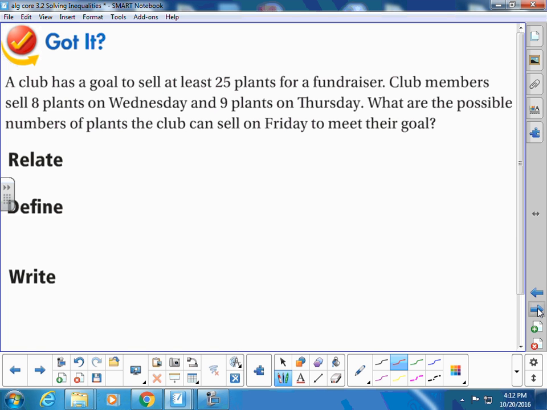You guys try this one. A club has a goal to sell at least 25 plants. For a fundraiser, club members sell 8 plants on Wednesday and 9 plants on Thursday. What are the possible numbers of plants the club can sell on Friday? So how many plants can they sell on Friday? Pause me and try that.